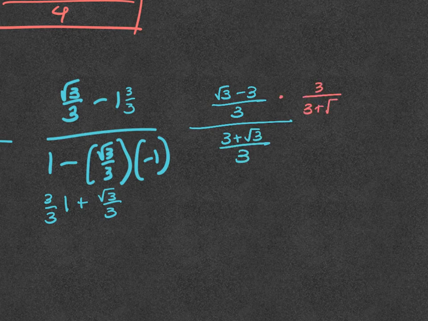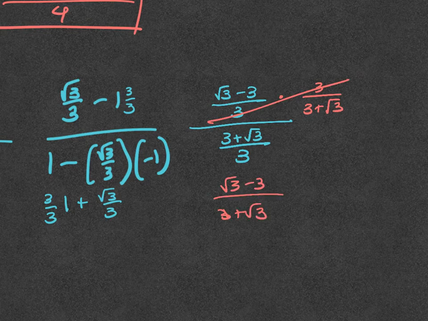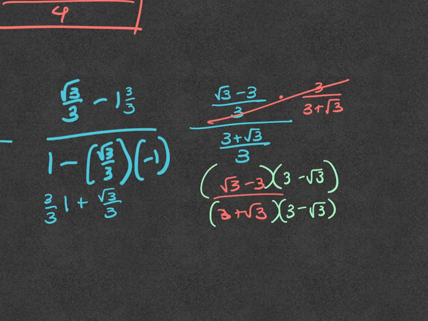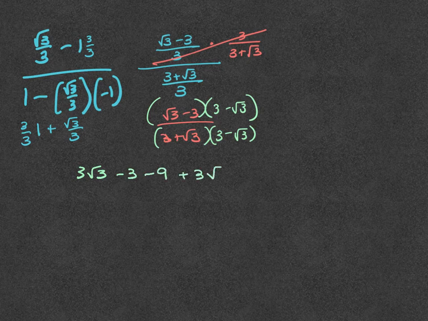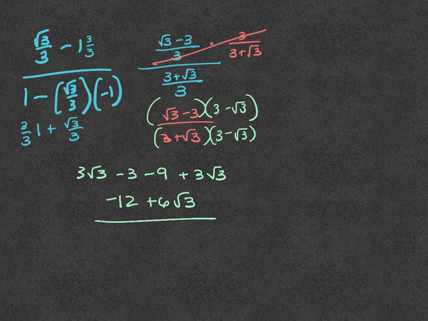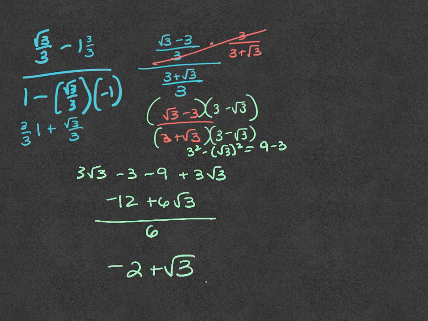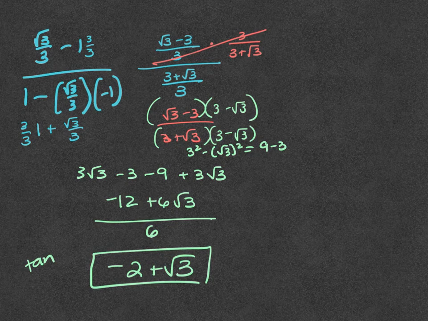Change, flip. Root 3 minus 3 over 3 plus root 3. And then multiply by the opposite. So the numerator becomes 3 root 3 minus 3 minus 9 plus 3 root 3, negative 12 plus 6 root 3. And the denominator is 3 squared minus root 3 squared, 9 minus 3, which is 6. So negative 2 plus root 3 is the tangent.